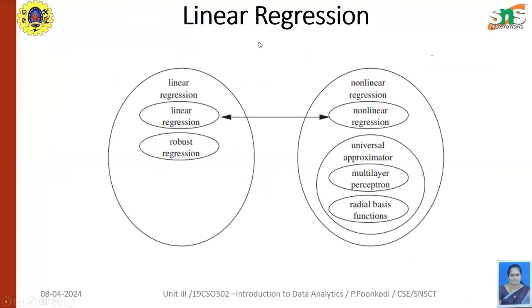There are two types of regression: linear regression and non-linear regression. Linear regression uses linear regression and robust regression. But when we come to non-linear regression, it uses non-linear regression as well as the universal approximator. The universal approximator will be used to analyze the functional dependency of the variables universally. The universal approximator uses the multi-layer perceptron and radial basis functions.